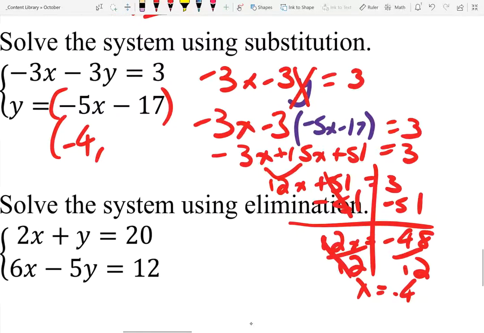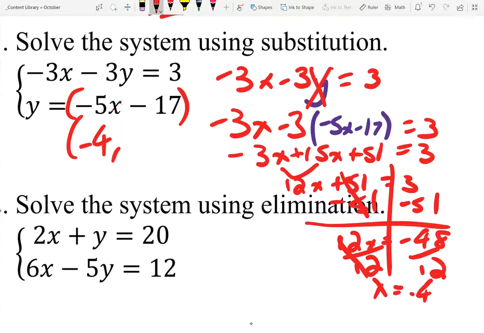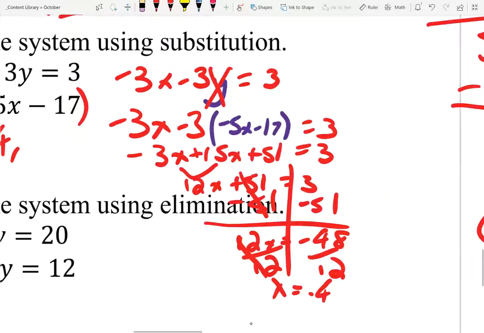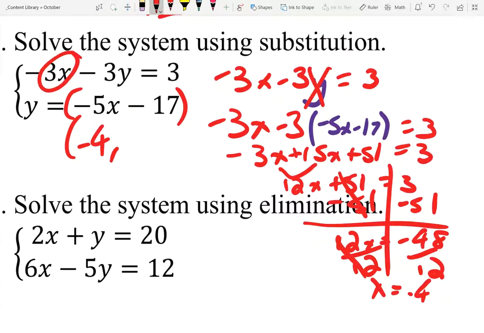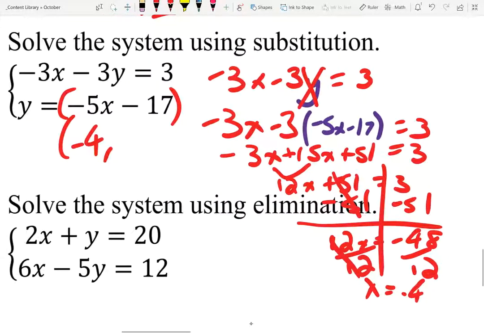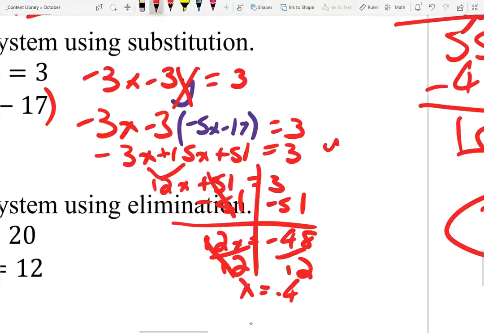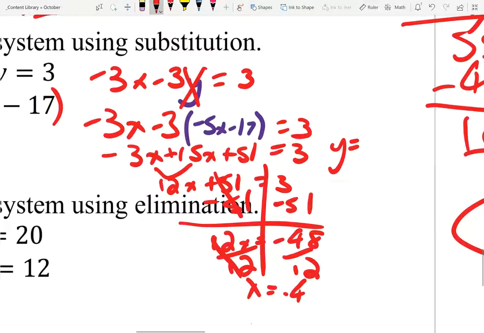But it's easier now. Because you know that x is negative 4, you can just plug negative 4 in for x. So it doesn't matter which equation. You can plug it into the first equation as well. But it's going to be easier to plug into the second one since y is already by itself in the second equation. So y is equal to negative 5x minus 17.